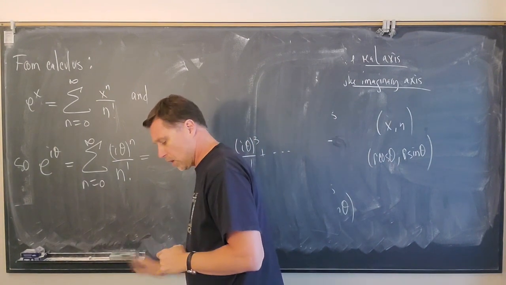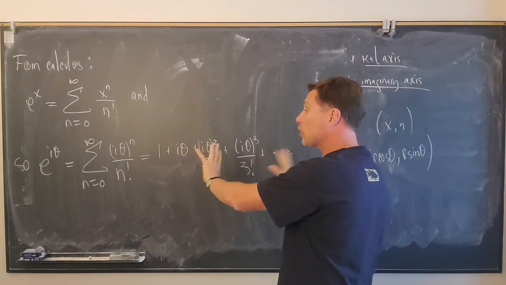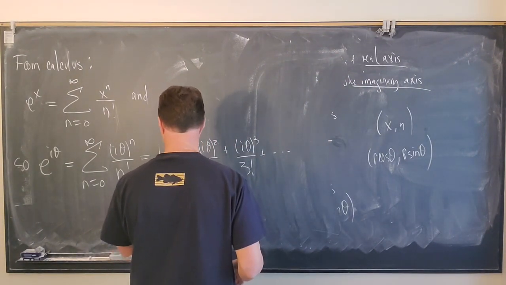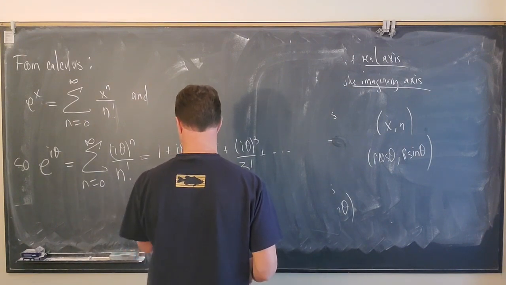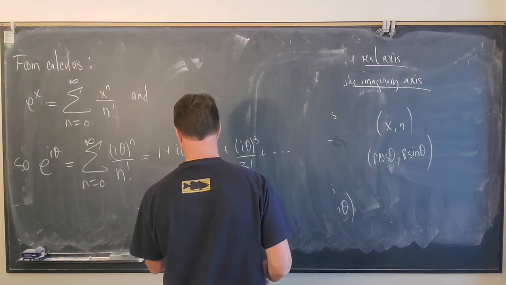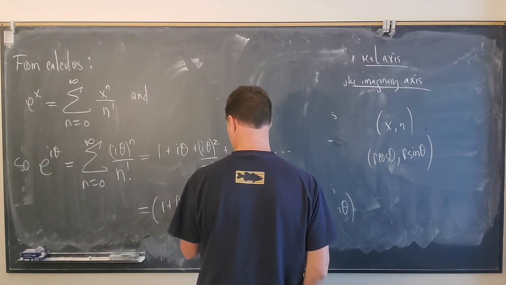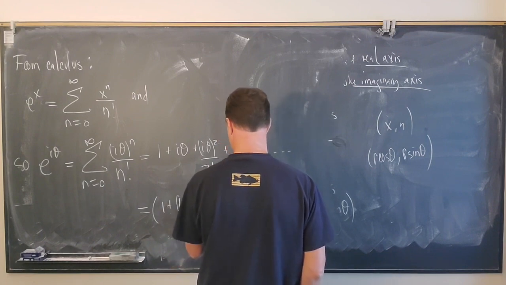Now, what I want to do is split this into the even terms and the odd terms. So this is equal to 1 plus (i theta) squared over 2 factorial plus (i theta) to the 4th over 4 factorial plus, and so on.